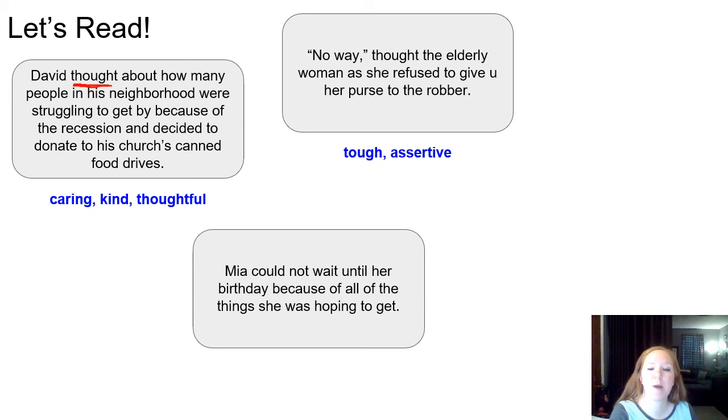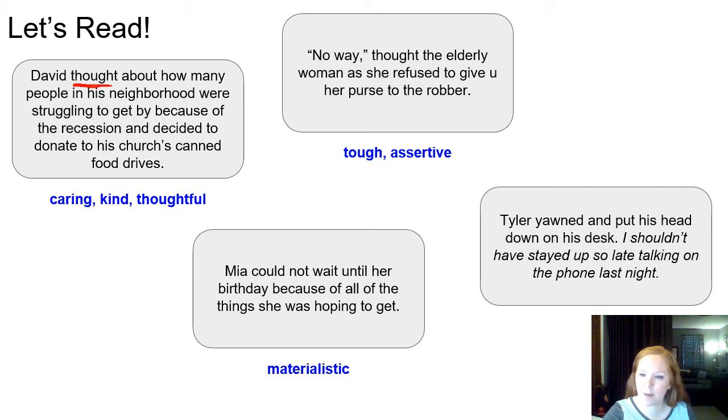Mia could not wait until her birthday to get all of the things she was hoping to get. This one is, again, a thought, something that's going on inside of her head. It could show that she's an eager or excitable person, but it also kind of shows she's materialistic. She's looking to get things for her birthday. Instead of having a party where she could spend time with her friends or do something fun, she can't wait for the things she's going to get on her birthday.